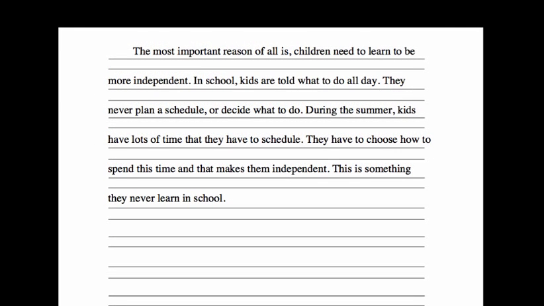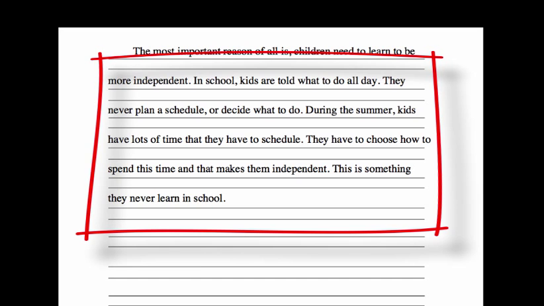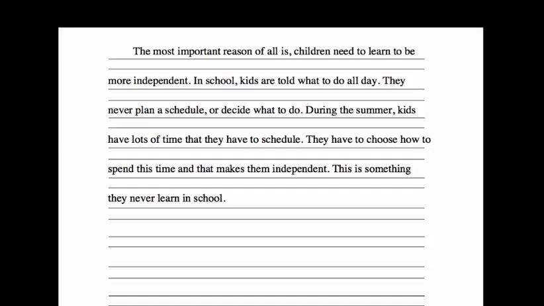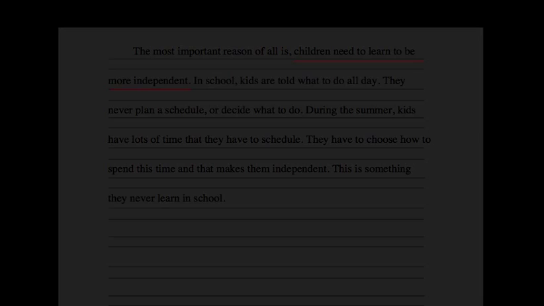Here's a paragraph I wrote disagreeing with the school board. We still have organizing words to begin the paragraph. Our reason is in the first sentence. The other sentences are made from the phrases and details you put inside your graphic organizer. All of the sentences are connected to children need to learn to be more independent. I use my explanations to push the reader to think critically and clearly and support my opinion.